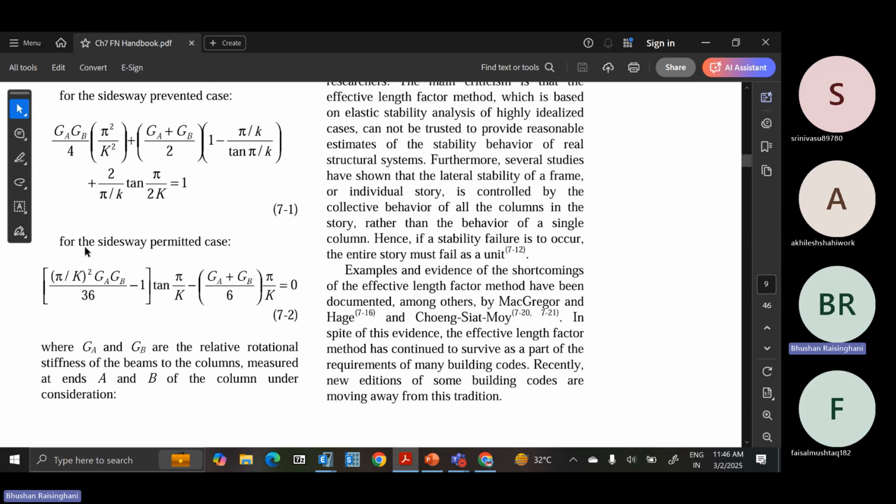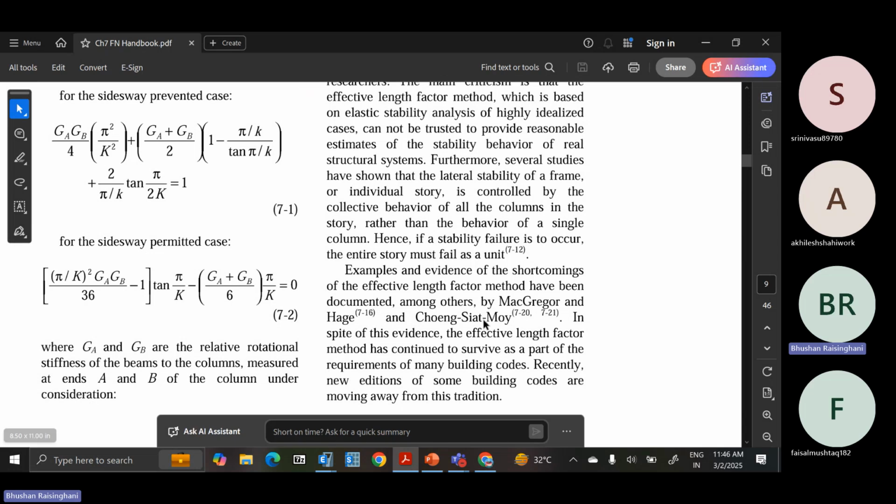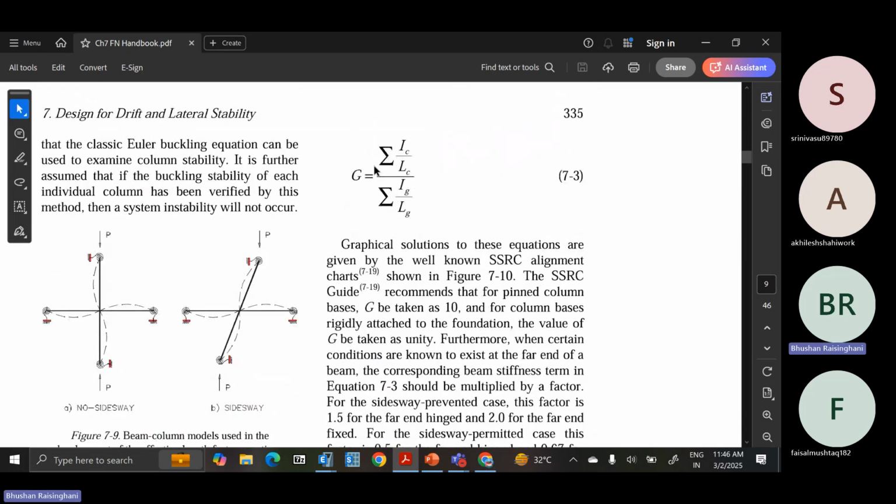And for the sideway permitted case, it is equal to 0, where GA and GB are the relative flexural stiffness of the beam to the columns measured at the ends A and B of the column under consideration. Now G is equal to what? Sigma of IC upon length of column, over sigma of I beam upon length of beam. So column upon beam; if the lengths are the same, then IC upon IB will be the case.